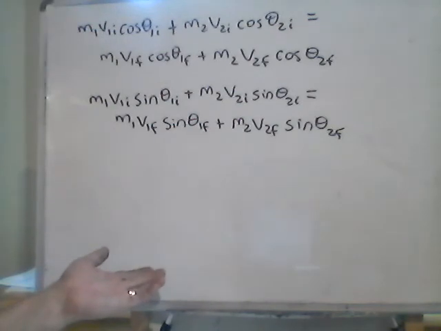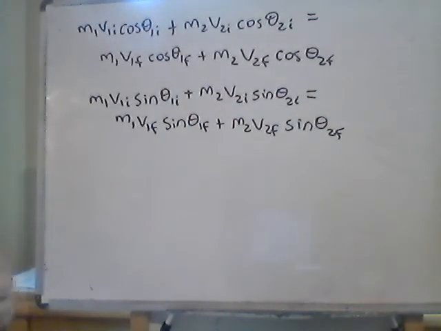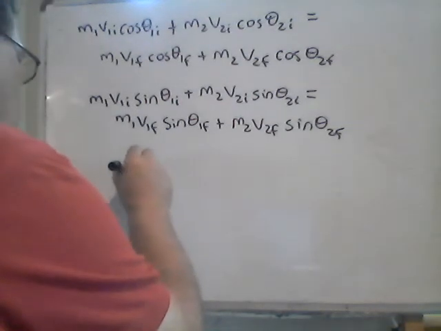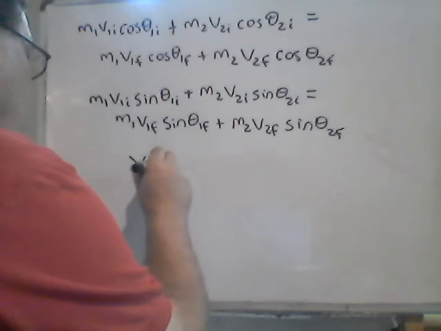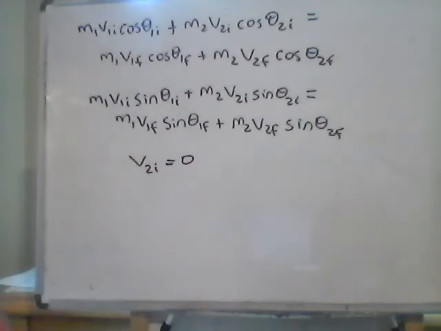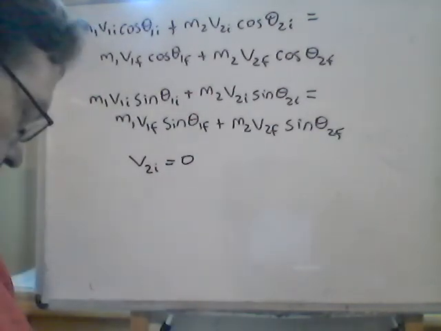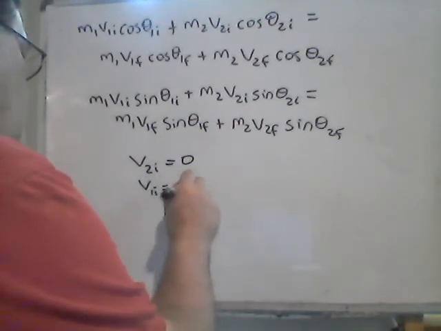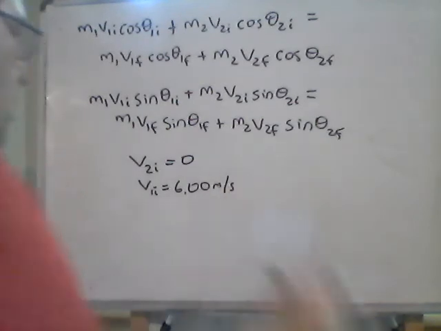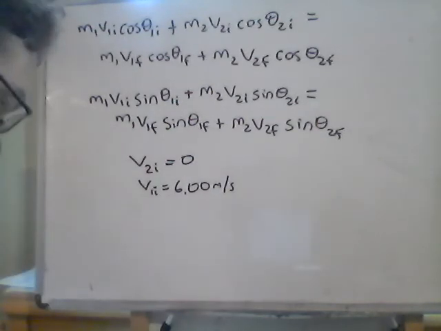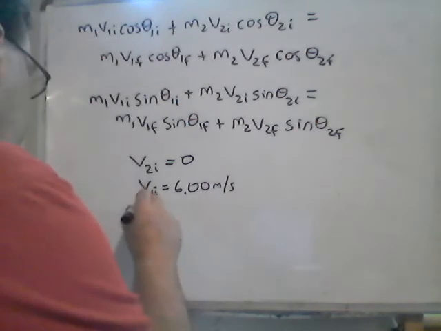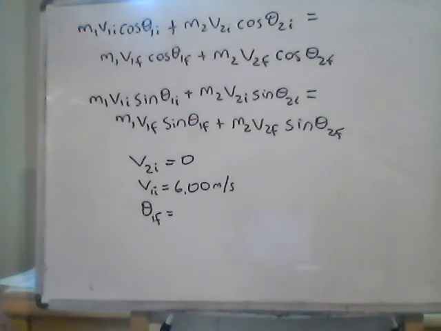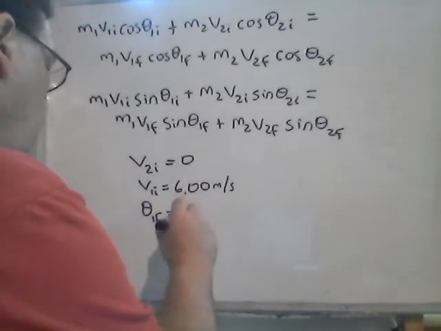Well, you start simplifying. So what are we told? We're told that one of the pucks is initially at rest. Okay, great. That means that v2i is zero. That simplifies things a little bit. We're also told that v1i is 6.00 meters per second. Good, that's a number. Theta 1f, we're told, is a scattering angle of 30 degrees.